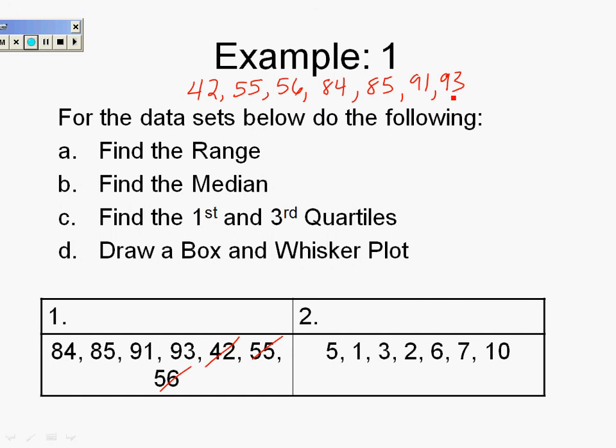Okay? So what we're going to do now is we're going to find the range. So we're going to do the high number minus the low number, right? So let's see what we get from that. The highest number is 93, and the lowest number is 42. And when we subtract them, we get our range, which is 51.